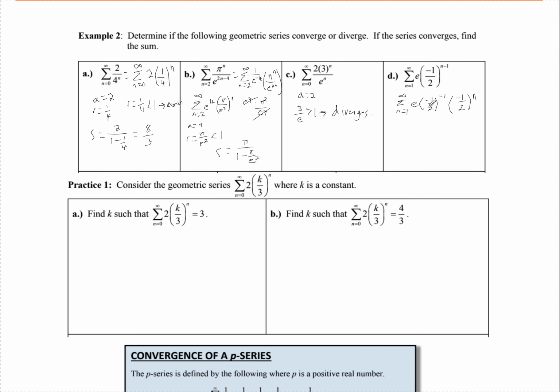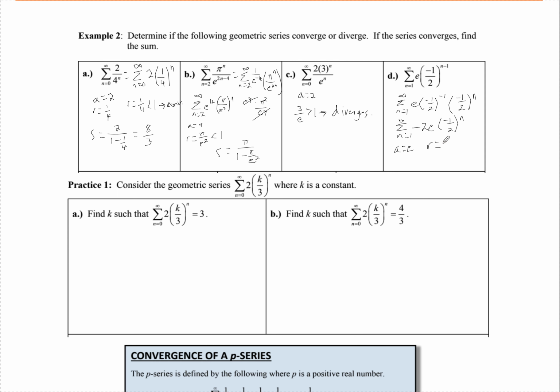So negative half to negative 1 would just flip this, right? So that would really give us that this sum is n equals 1 to infinity of negative half to negative 1 flips. That'd be negative 2, so negative 2e to the negative half to the n. So when n is 1, I plug in 1. It'd be negative half times negative 2, so it could be positive 1e. So my first term is just e.